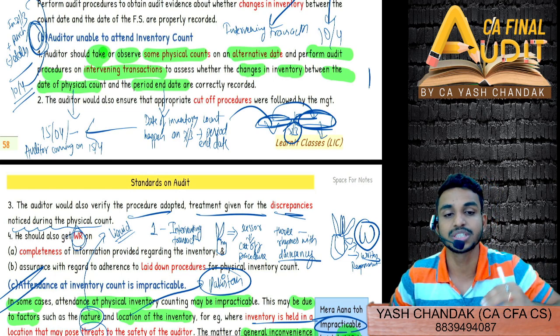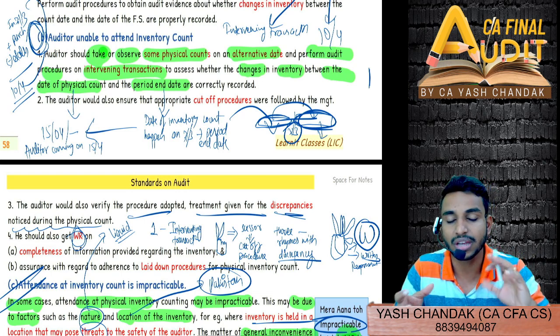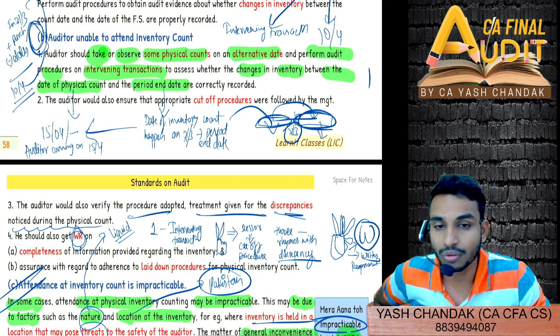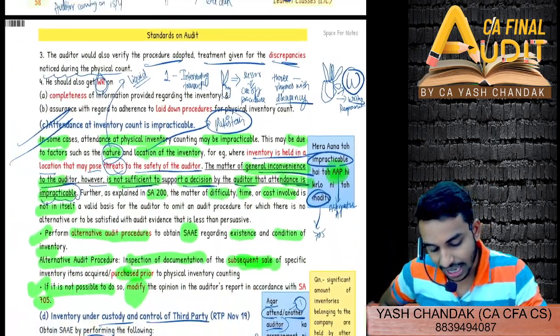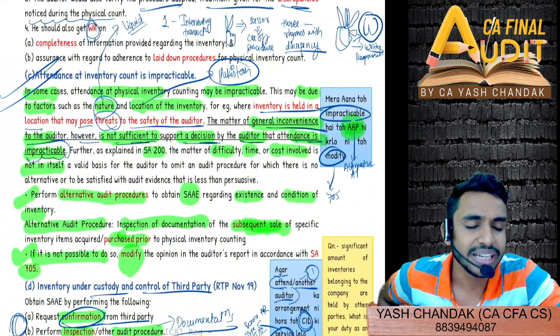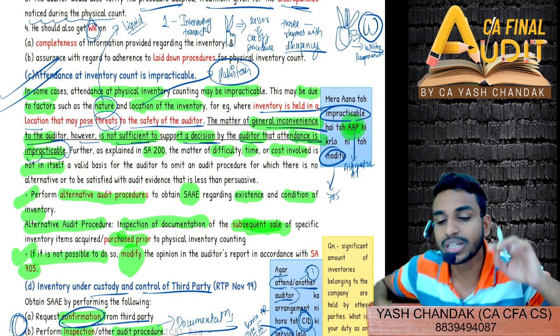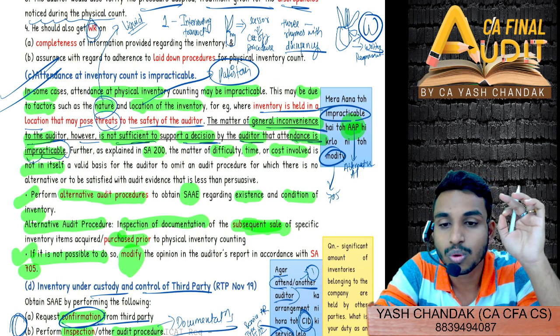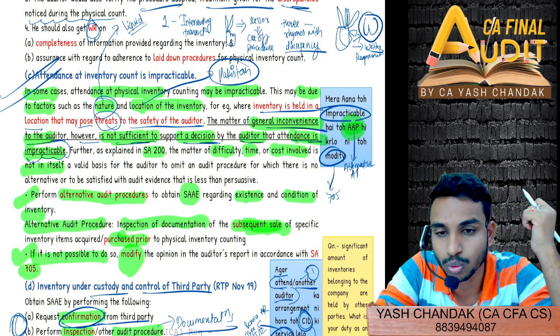We have to obtain confirmation from this, and on 10th April we'll do a surprise check or test count of certain stocks of the entity, and thereby arrive at our conclusion. And lastly, when you are not able to attend the inventory counting, that means what? Attendance of inventory counting is impracticable. This answer should be written only when they ask you. If they ask you that attendance of inventory counting is impracticable, then what will you do?